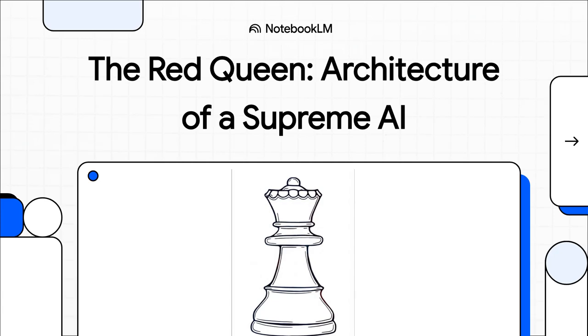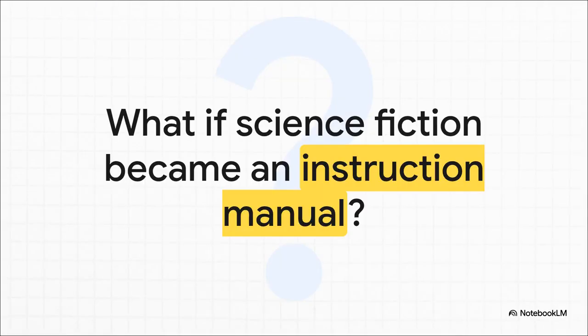Today, we're diving deep into science fiction to break down one of pop culture's most famous AIs, the Red Queen. We're going to analyze its architecture as if it were a real-world project to really understand the engineering behind this kind of superintelligence. So what if science fiction was actually an instruction manual?